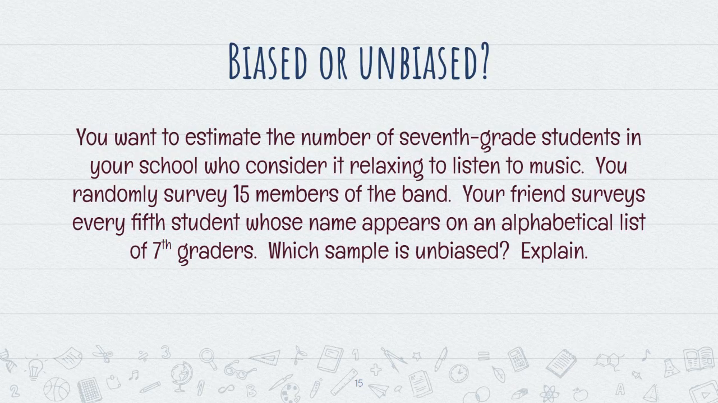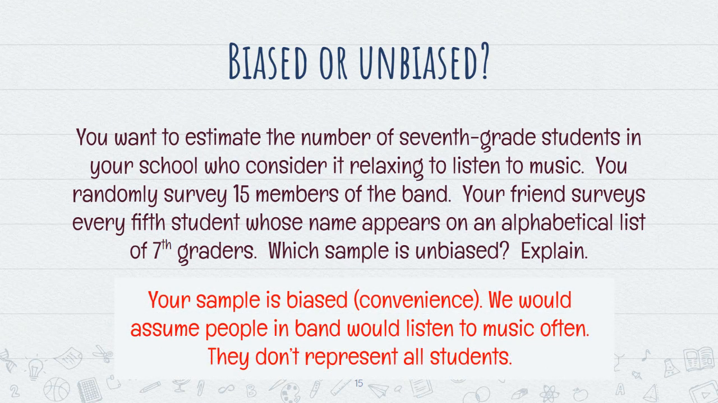You want to estimate the number of 7th grade students in your school who consider it relaxing to listen to music. You randomly survey 15 members of the band. Your friend surveys every 5th student whose name appears on an alphabetical list of 7th graders. Which sample is unbiased? Well, your sample is biased. It's convenient, right? We would assume people in band would listen to music often. They don't represent all of our students, which means your friend's situation is unbiased, all right? They represent all students.